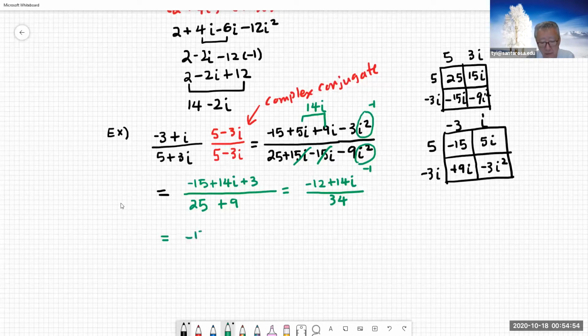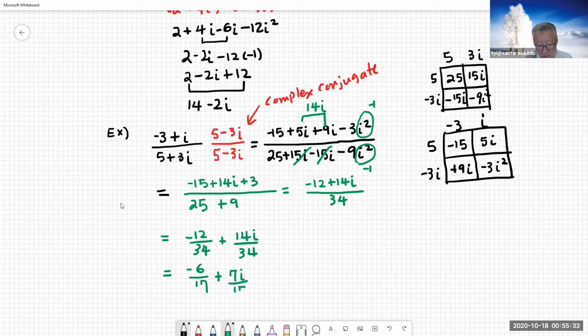I have a minus 12 over 34 plus 14i over 34. Just like the regular complex numbers, we've got the real part on the left and the imaginary part on the right. If you divide the top and bottom by 2, you get negative 6 over 17 here. And same thing, if you divide top and bottom by 2 on the second one, you get 7i over 17. Okay, so that should be the answer there.